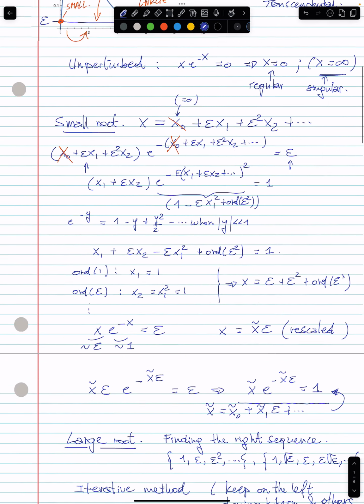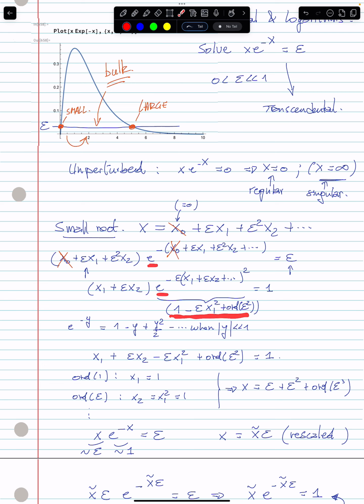Just to wrap up very quickly, what we've seen in this problem is a small solution that could be tackled with a regular expansion, so nothing really fancy. Just keep in mind that if you have a nonlinear equation like the exponential of minus something small, you're of course always free to use an expansion in the neighborhood of the unperturbed solution, which is exponential of 0 in this case, which provided 1.